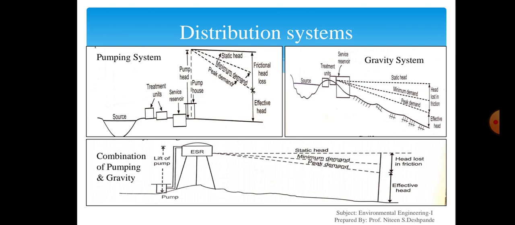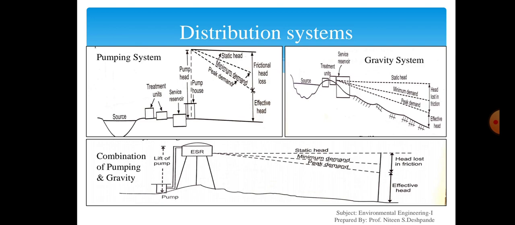For proper working of the system, the difference of head available between the service reservoir and the low level zone should be sufficient to develop enough pressure at the consumer's tap. The method also minimizes the wastage and the leakages. So this is the gravity system of water distribution supply.